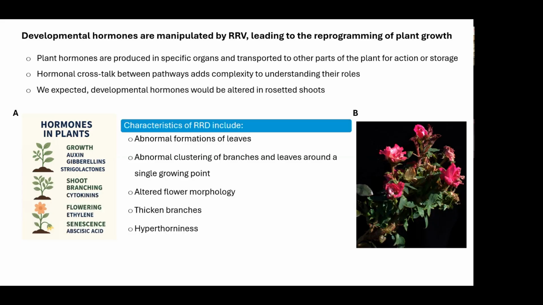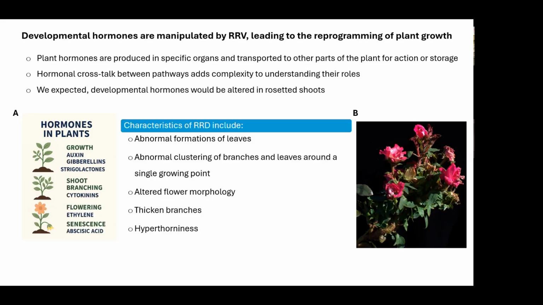So we expected the developmental hormones would be altered in rosetted plants. And for the developmental hormones we looked at auxin, gibberellin, strigolactone, cytokinin, and abscisic acid, because they are involved in development. So we expected them to be altered by RLV.